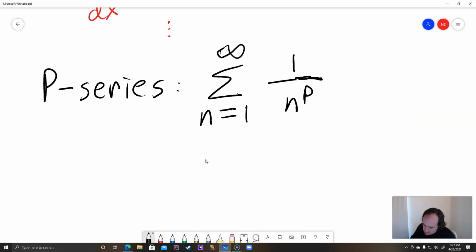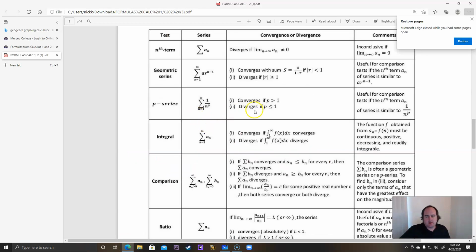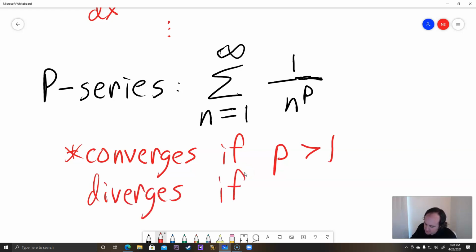Okay? So converges if p is less than 1, right? And wow, I'm having the worst day and saying the wrong thing. So it converges if p is greater than 1, and then it diverges in the other case. So it diverges if p is less than or equal to 1. Okay, converges if p is greater than 1, diverges if p is less than or equal to 1.